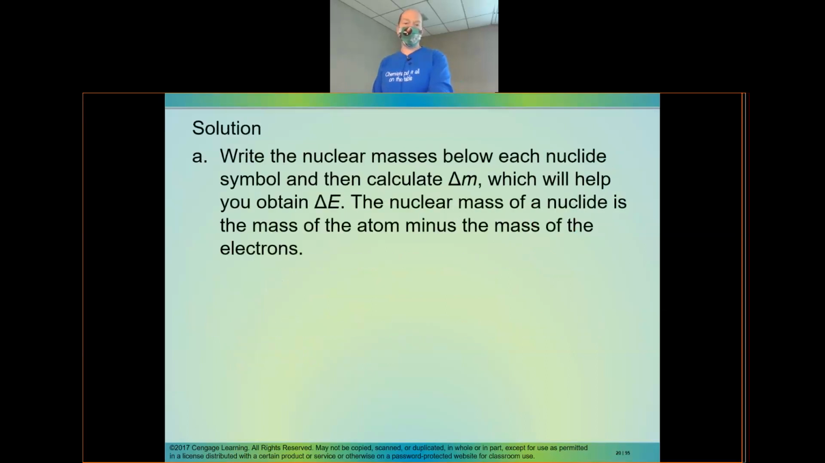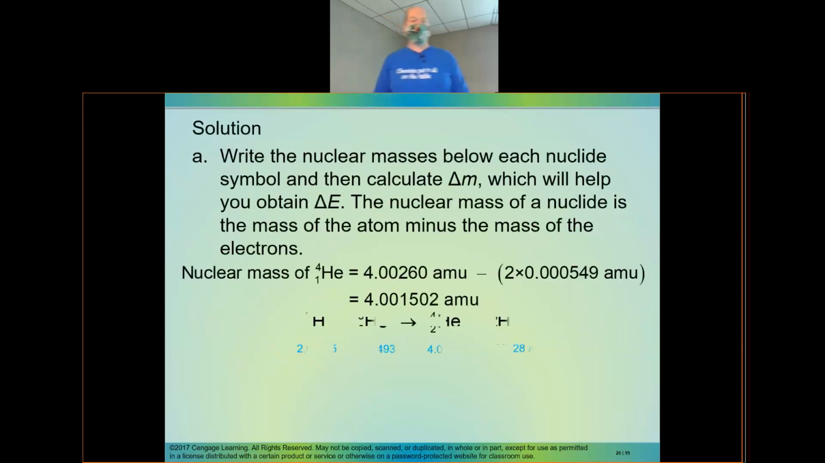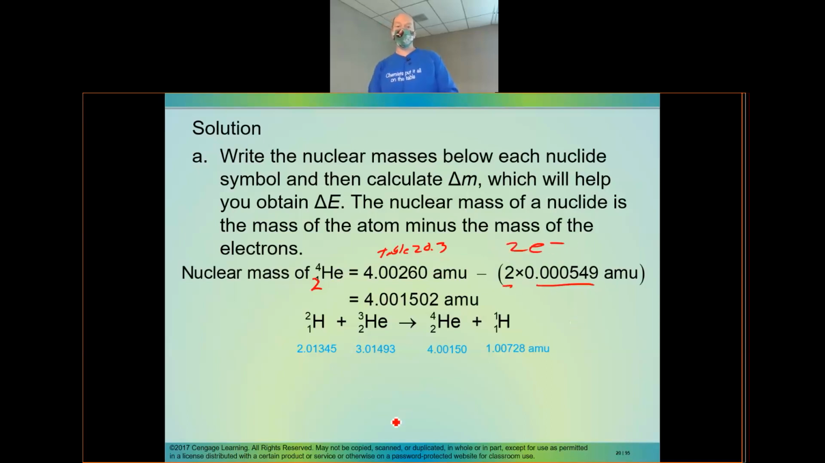All right, so we find our numbers off of the chart. The nuclear mass of a helium-4, that is He 4 2, is 4.00260. This is off of table 20.3. But to get the nuclear mass of a He 4 2, we have to subtract the 2 electrons. So this is our mass of a helium-4, and that goes right there.